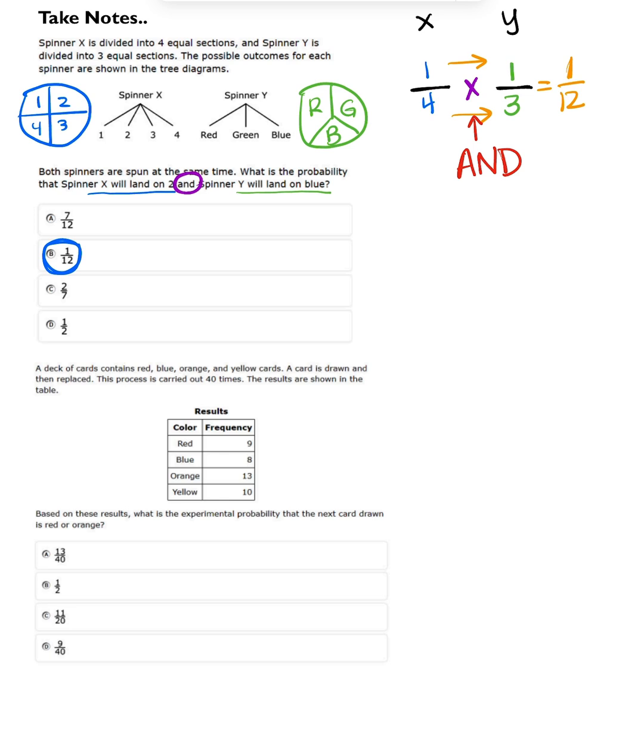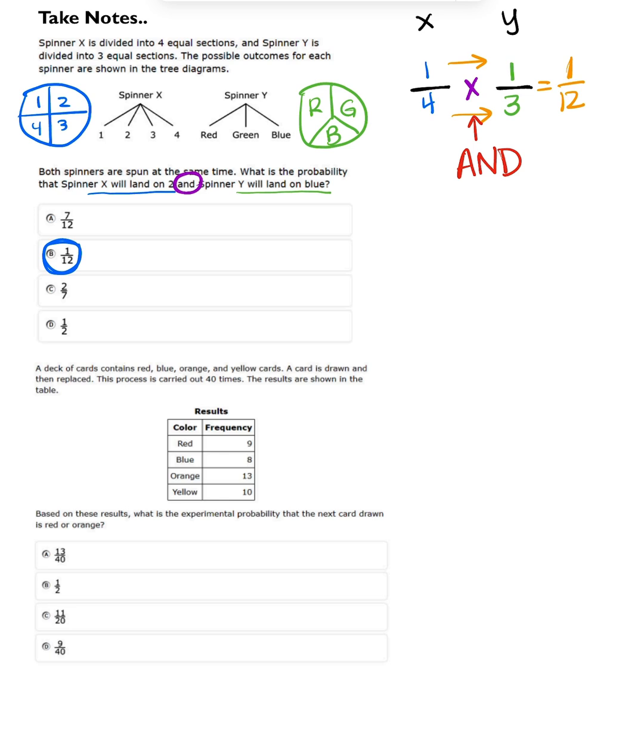So up on top we talked about and, so now we're going to talk about or. So it says a deck of cards contains red, blue, orange, and yellow cards. A card is drawn and then replaced. This process is carried out 40 times. Okay, 40 times. The results are shown in the table.